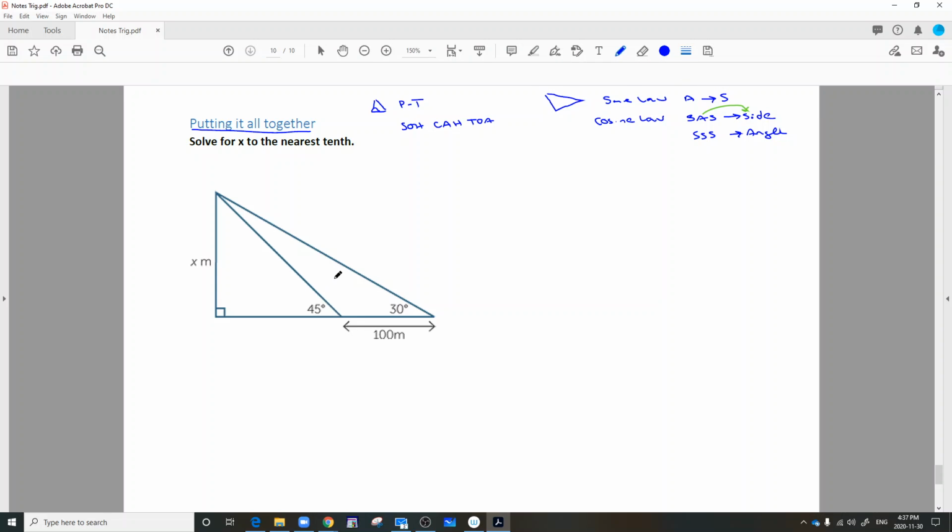And here's a question that we're going to use it in. So this says solve for x to the nearest tenth. So we can see that x is in a right triangle, this one here, but the only thing we know in that right triangle is a 45 degrees. We also can see that our side x is in a giant right angle triangle, and we know this 30 degrees, but we don't know this whole side length here. So we can't get into this right triangle yet. So we must have to do something in the non-right angle triangle so that we can solve for a side in the right angle triangle that we can use.